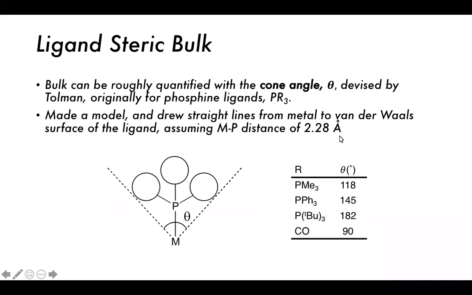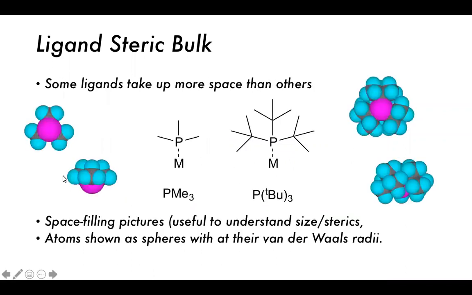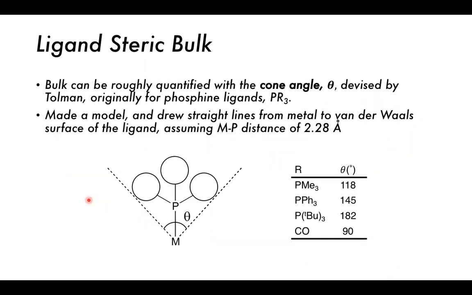Okay, so what I was talking about in the previous slide, this idea that there could be an angle of availability of the coordinating atom, has a name: the Tolman angle, or the cone angle. It's a good guide, though not a perfect guide, for whether or not a ligand will bind to a metal. So bulk can be roughly quantified with the cone angle theta, devised by Tolman originally for phosphine ligands, PR3.